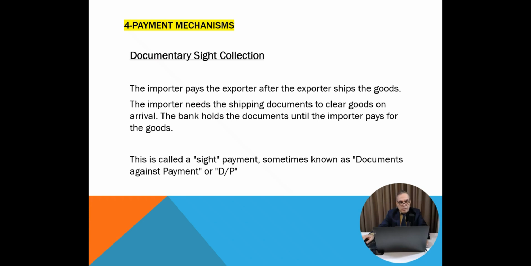Payment mechanism for documentary sight collection. The importer pays the exporter after the exporter ships the goods. The importer needs the shipping documents to clear goods on arrival. The bank holds the documents until the importer pays for the goods. This is called sight payment, sometimes known as documents against payment or D/P.